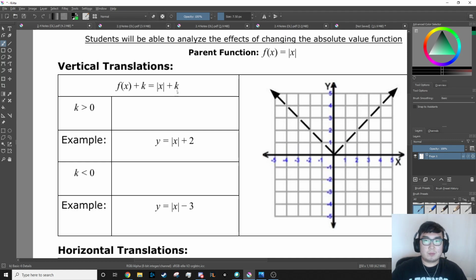So we already know that we have the parent function, which is f of x is equal to absolute value of x. Know that the parent function, that word pretty much means the most basic type of the function. So this is the most basic type of absolute value function that you can have.